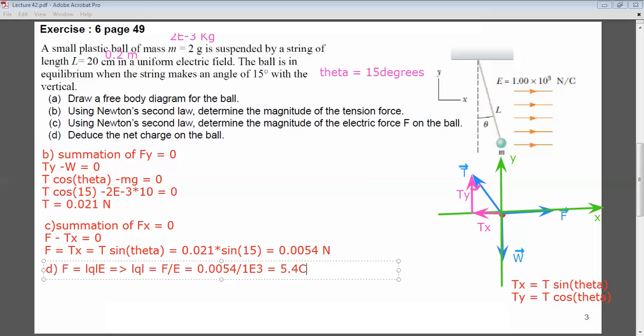Now, is it positive or negative? It is positive if E and F have the same direction. It's negative if E and F have opposite directions. Here, E and F have the same direction, which implies Q is positive. Okay. So Q equals plus 5.4.